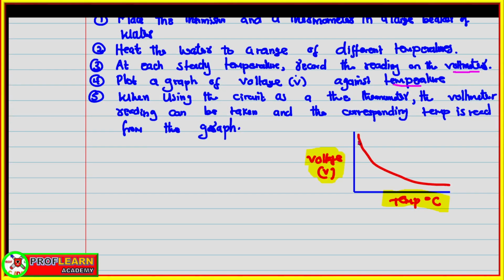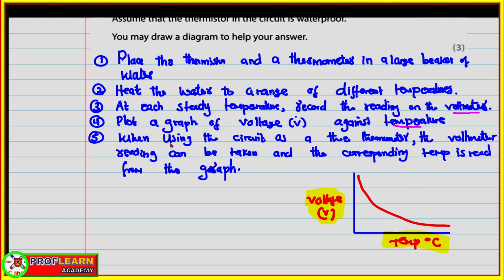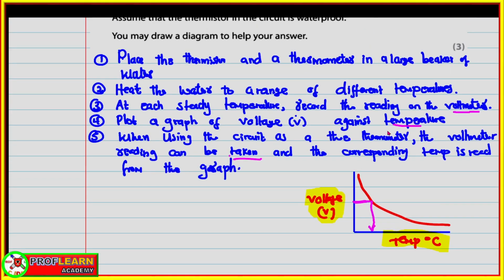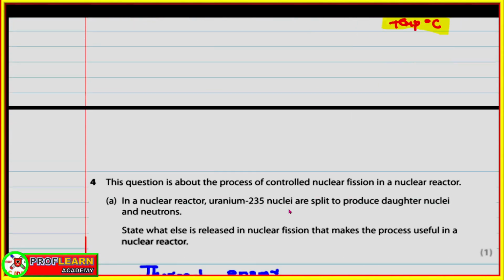Now, for instance, if you get a graph like this, and you want to use it as a temperature reading device, then you use the circuit and read the voltage. Once you read the voltage, you come and identify a reading on the graph, and then you use the graph in order to find the temperature. So plot a graph of voltage against temperature. When using the circuit as a thermometer, the voltmeter reading will be taken, and then the corresponding temperature is read from the graph. Basically, that's what you are supposed to have said in this particular question.